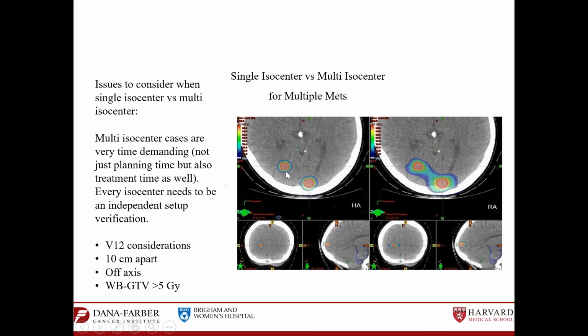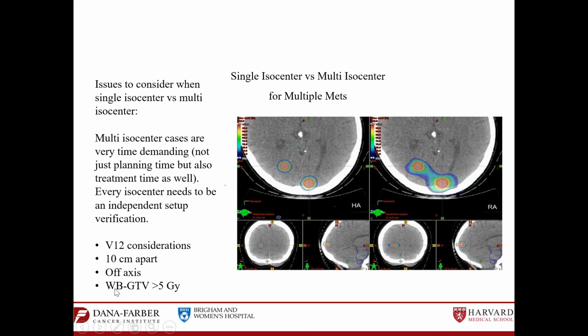You will have lower dose sparing the normal brain tissue. So when will you need two isocenters? The first scenario is, as I said, if the lesions are off axis, so you cannot beam on with the same isocenter, like the case we discussed. If they are 10 centimeters apart, you cannot have one isocenter for those lesions. If you cannot meet the D12 consideration for each lesion, you have to have separate isocenters.